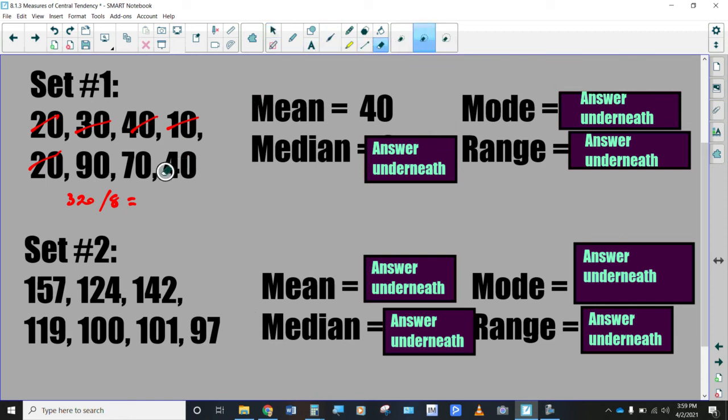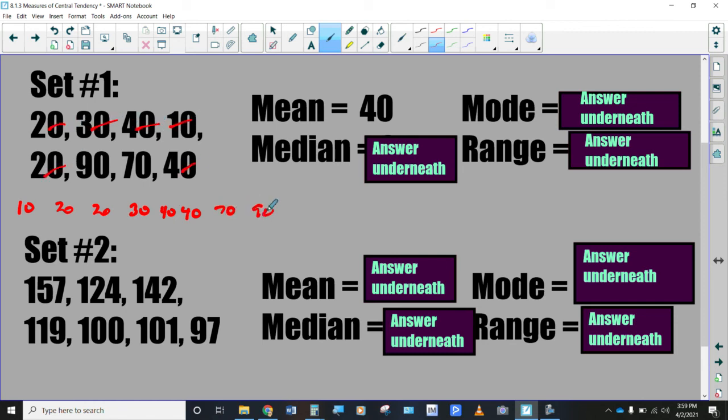All right, now let me get rid of all of that. Let's put these in order from least to greatest. That should be easier. So you got a 10, then a 20, then a 20, then 30, then a 40, and then a 40. There's supposed to be 2 40s there. Sorry. So 10, 20, 20, 30, 40, 40. Then there's a 70, and then there's a 90.